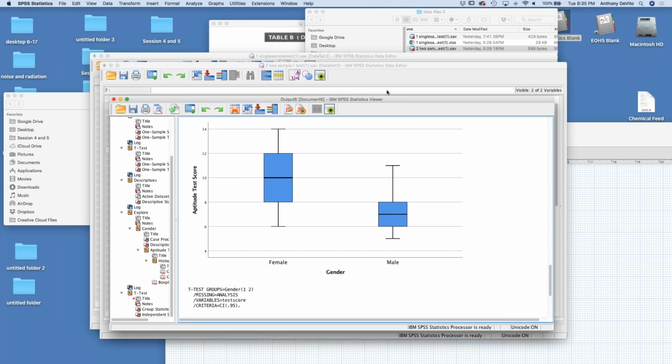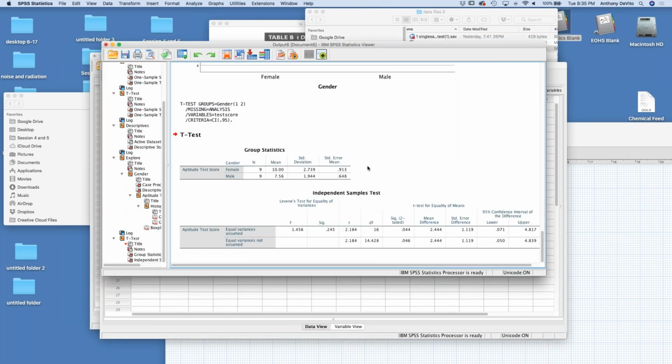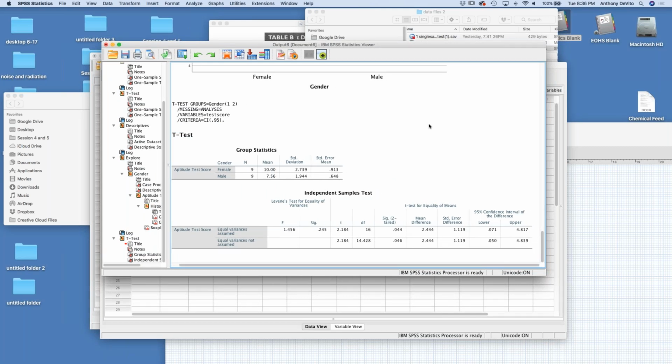So in this test, I could go to my t-table to look for a critical value of t to compare with the value of t that I calculate. But SPSS is doing that for me. So I'm going to first look at my samples. Indeed, 10 is the mean for females, 7.6 is the mean for the male sample. Okay, and our standard deviations and standard errors.